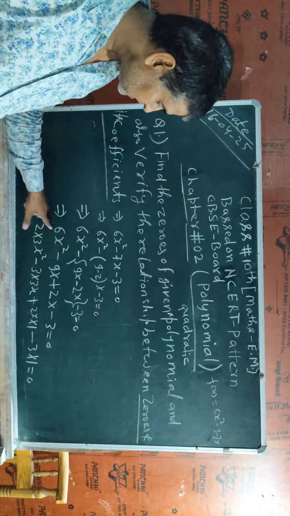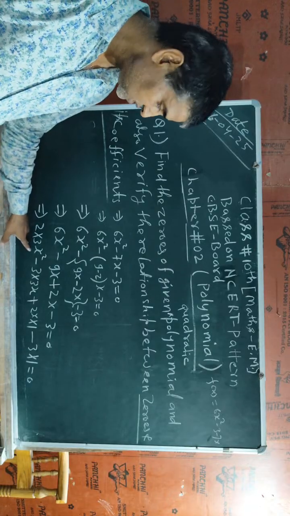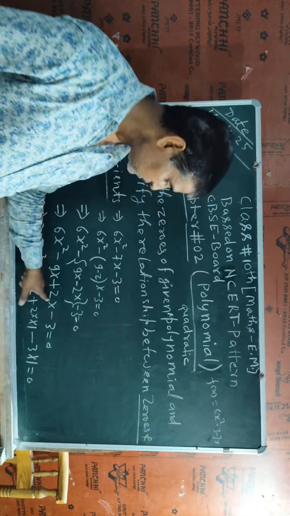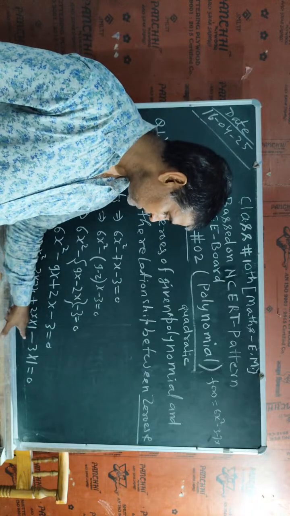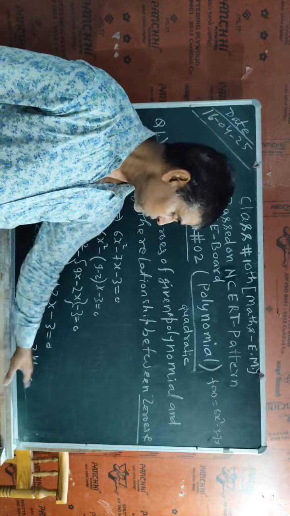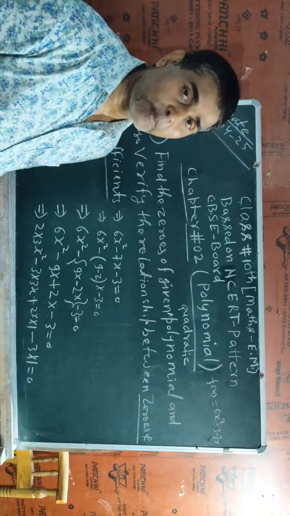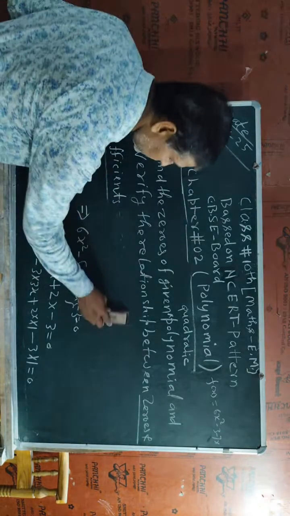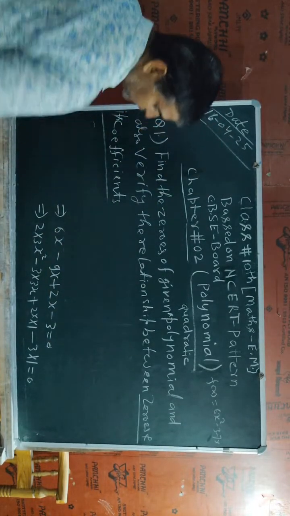Again, students, you concentrate here. 6x square, I can write 2 into 3x square, and 9x, I can write 3 into 3x, and 2x, I can write 2x into 1, and minus is available, minus I am putting here, and 3 we can write 3 into 1. So it will become 0, because I want to take common. So I am simplifying like this. Okay, students, so the above information I am going to remove. After removing, I will simplify this one.